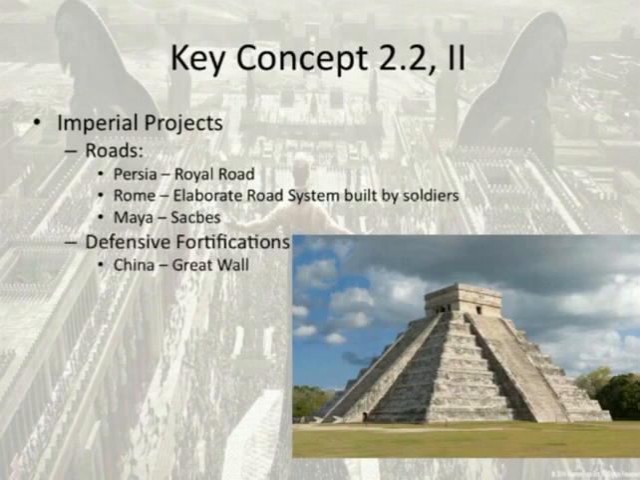You also see the emergence of defensive fortifications in China. This is the best example, the Great Wall, which of course indicates not only that the emperor has a lot of power, but also that they're being invaded a lot by nomads, especially in China, the nomads to the north.